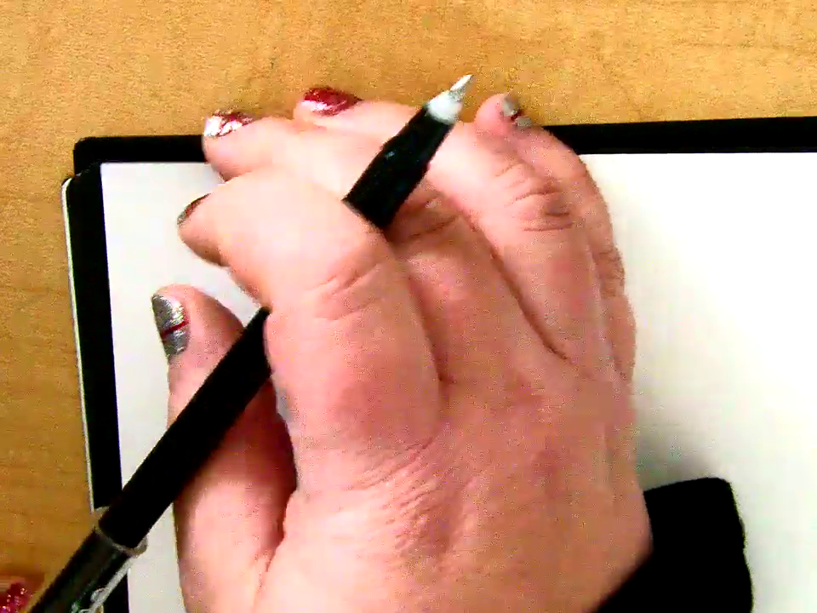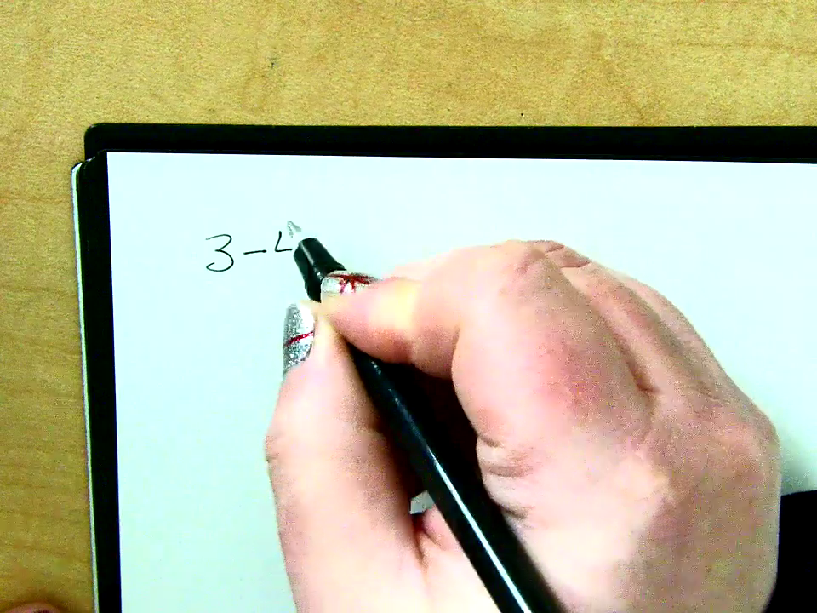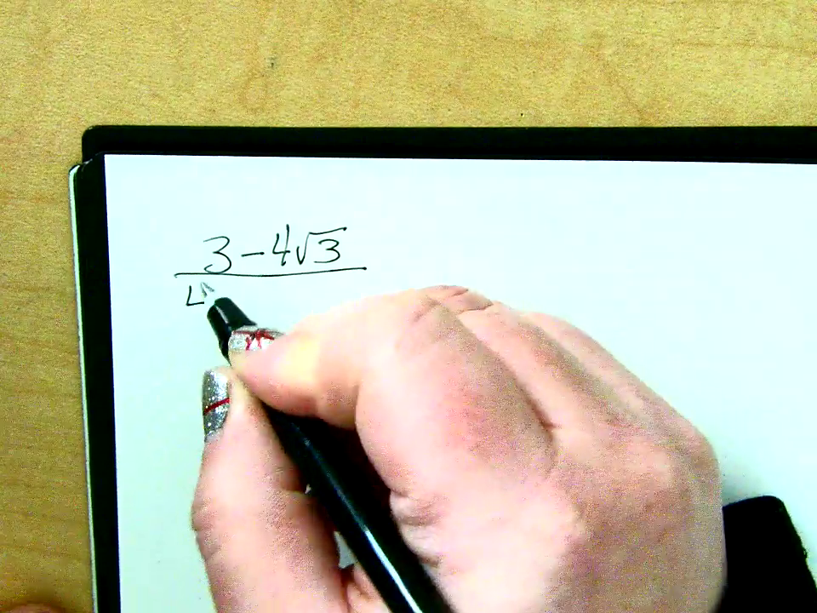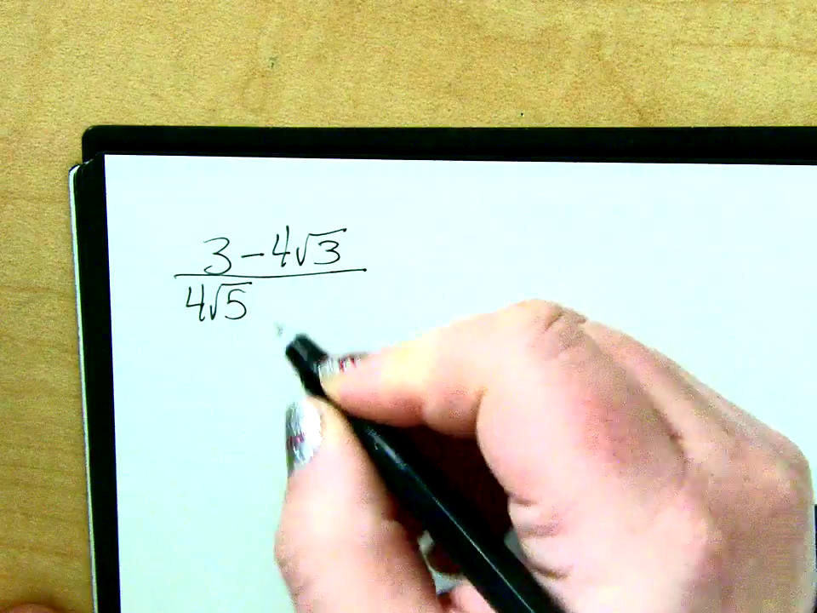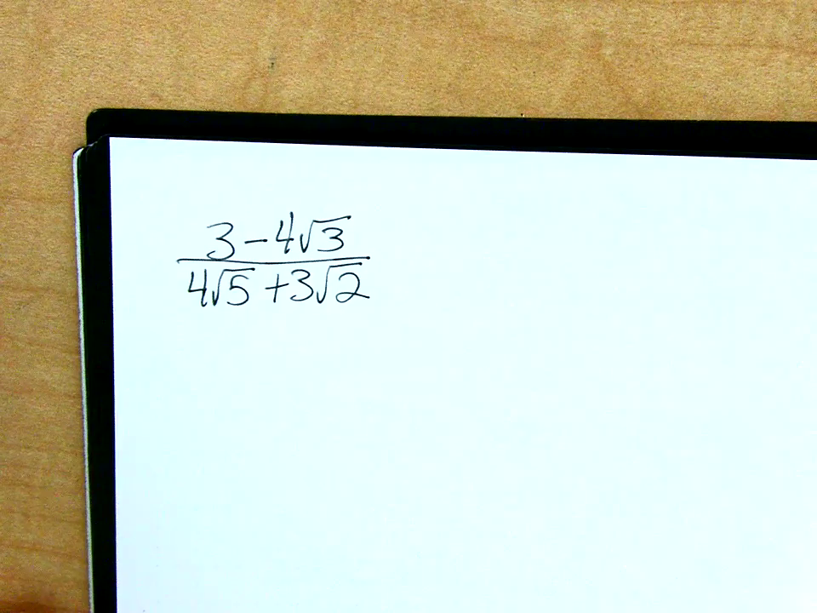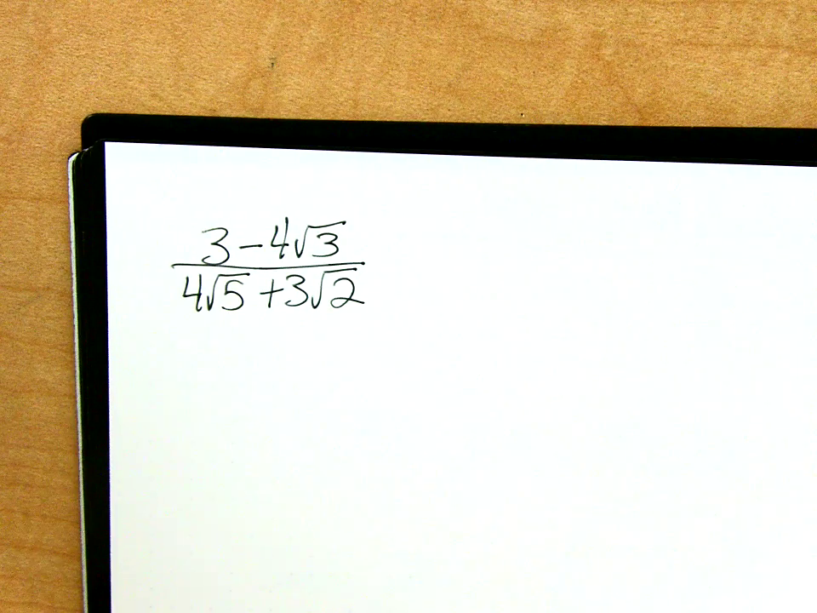I'm going to do the very last, oh, that one's really bad. So let's do it together. 22. The very last one on the homework sheet. So that one is 3 minus 4 root 3 over 4 root 5 plus 3 root 2. All right, so I need to get rid of 2 square roots in the denominator, but it's okay.